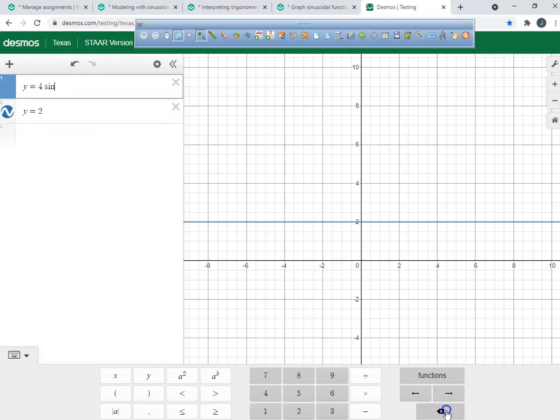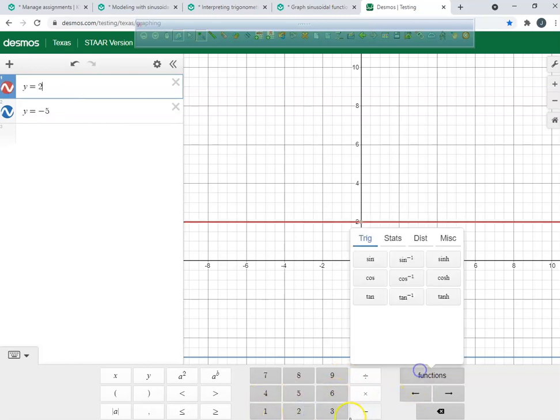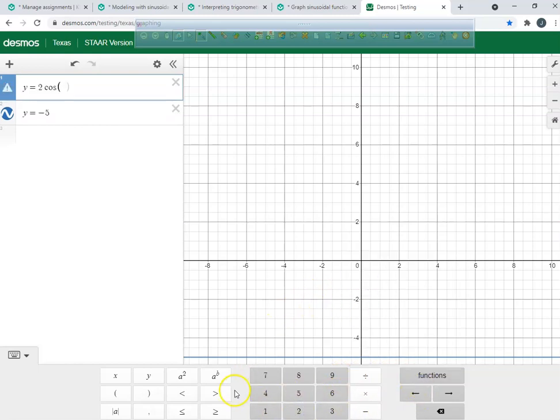All right, so our midline this time was negative 5, I believe. So I'm just going to put up y minus 5. I always put my midline in. Then, help me out. Go ahead, tell me. 2 cosine.